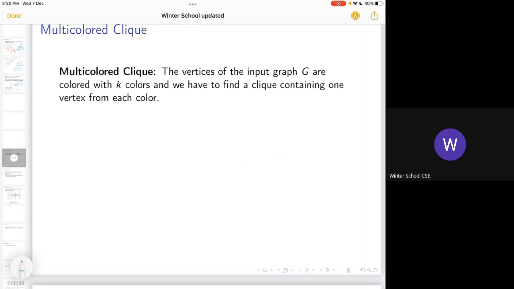It is given as input. So in the input, you will be given these color classes and you have to output a k-size clique. Suppose you are given k color classes, then you have to output a clique which contains one vertex from each of the color classes. Okay, so that is the multicolored clique problem.